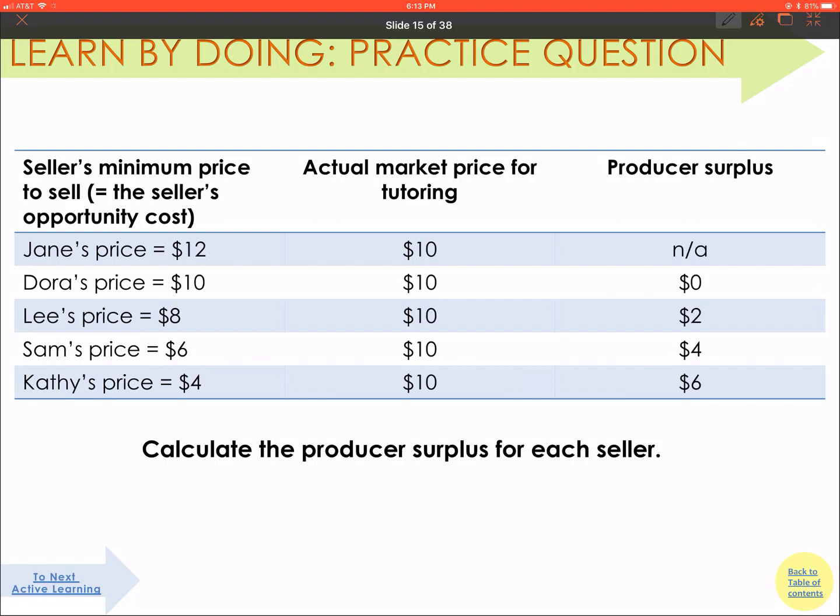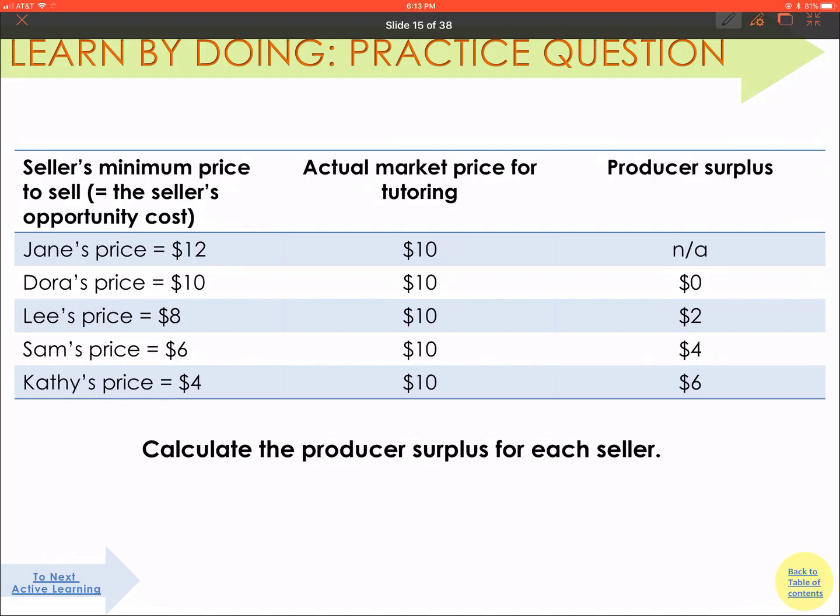So if Jane's reservation price is above the actual price, she will not offer herself for tutoring. Dora is ambivalent. She's going to find that her reservation price is $10, and that's the actual market price. She may choose to do it, but she won't collect any producer surplus. When we get to Lee, Sam, and Kathy, we've got something different.